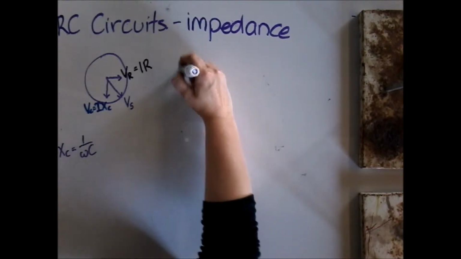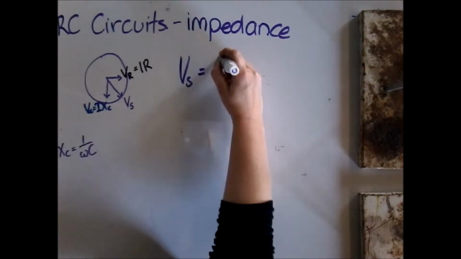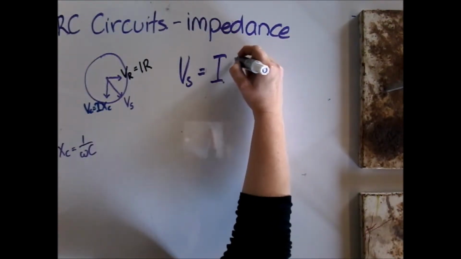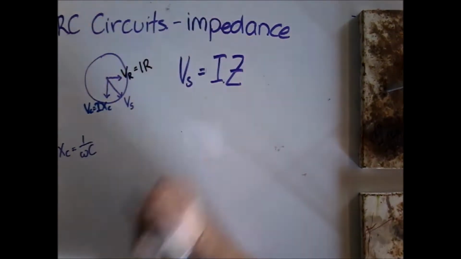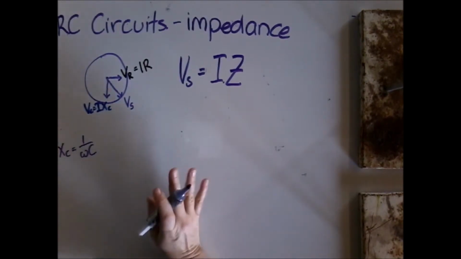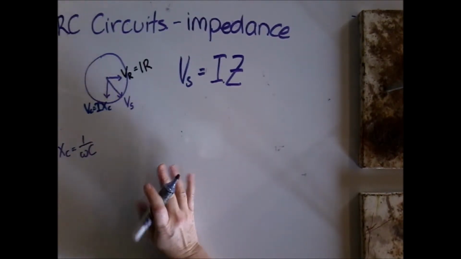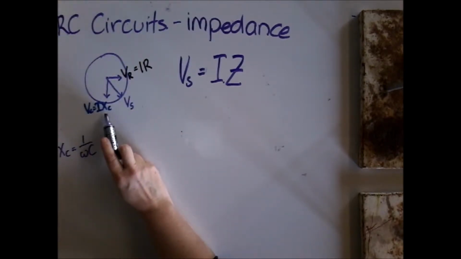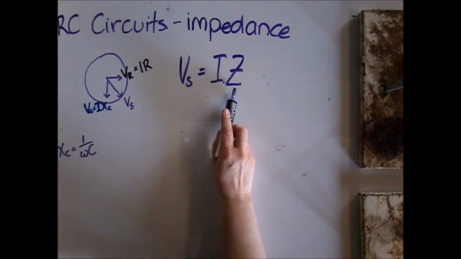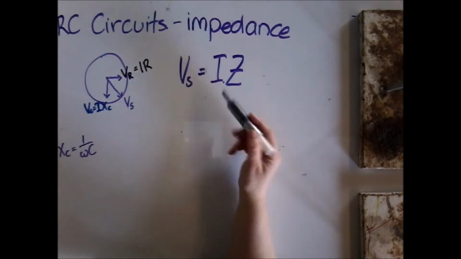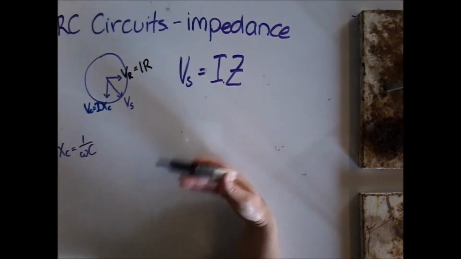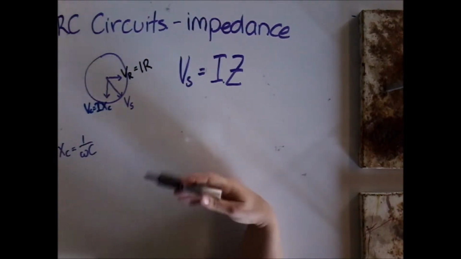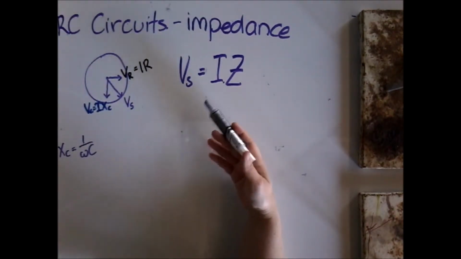We can actually say the supply voltage is going to be equal to the current running through it times something called Z, impedance. I know you're a bit sick of all these new things, but we've got resistance, we've got reactance, and now we have something called impedance. And why it's called impedance comes from the idea that this is what limits the current flow. This is a different way we've talked about it.